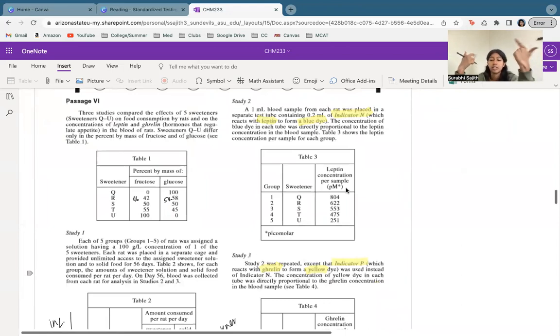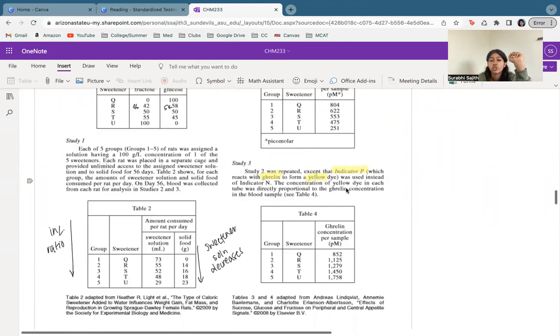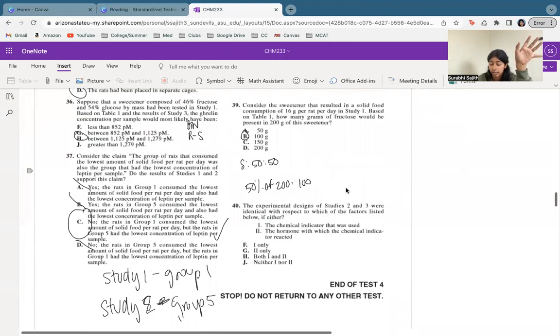They're reacting with leptin and ghrelin, which are also different hormones. So therefore, we know that neither of those are kept in common. So therefore, it's neither 1 nor 2. So J is our best answer. And yeah, that's the end of that section.